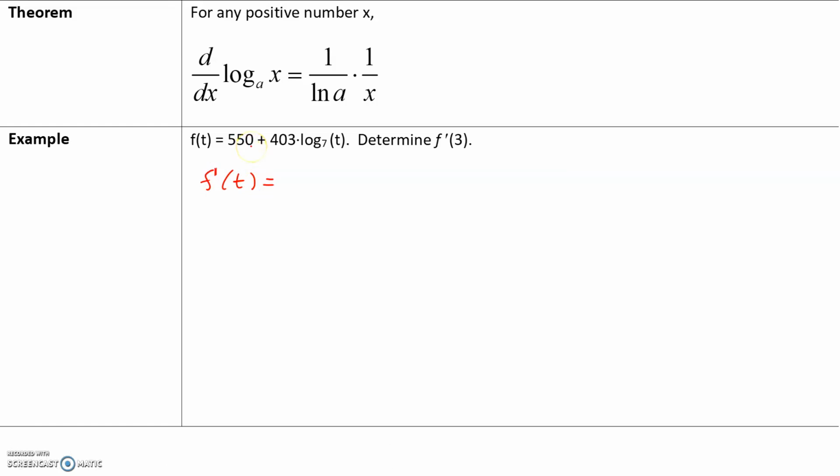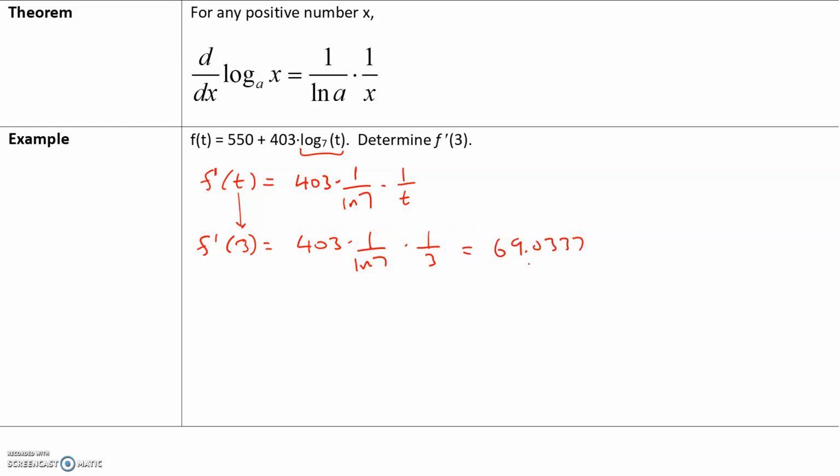The derivative of 550 is 0, so I'm not going to write that. Then I have 403. Now, the formula says that the derivative of log base a of x equals 1 over ln a times 1 over x. So that's going to be 1 over the natural log of the base, which is 7, times 1 over x, which in this case is t. And now we want to find f prime of 3. So the t-value is equal to 3. So we have 403 times 1 over the natural log of 7 times 1 over 3. And you just put this all into Desmos, and you're going to get 69.0337.